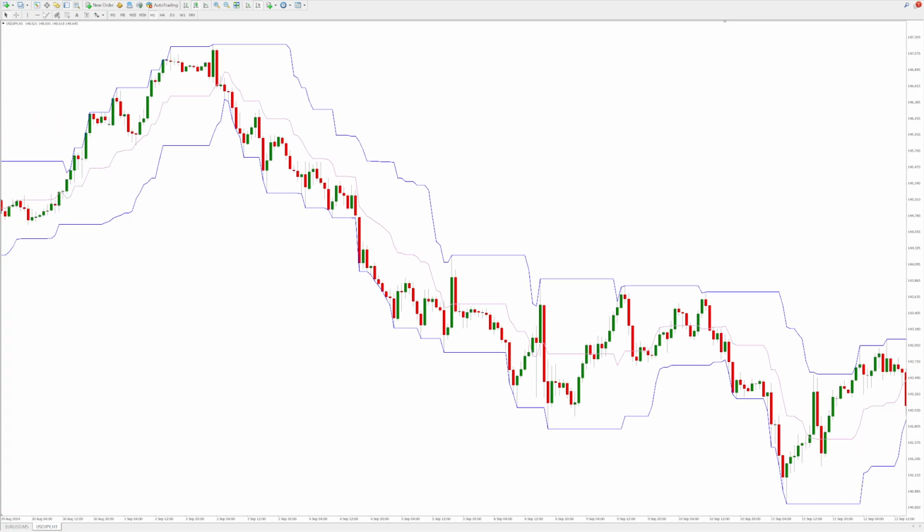Here we have an example of a downtrend. We have our resistance at the top here. Price is rejected. Candlestick patterns clearly showing indecision, but then a big bearish candle there. The inside bar. Price comes below the middle line.